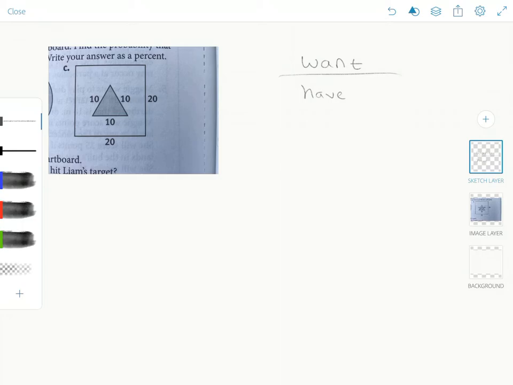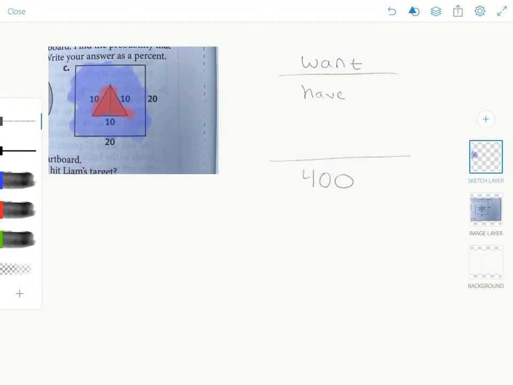So our sample space becomes everything inside of that rectangle or that square, which is 20 by 20, which means that our denominator is 400. And then we need to know exactly how much area we have inside of this triangle. So it's an equilateral triangle, 10 by 10 by 10. Remember, the formula for the area of a triangle is 1/2 the base times the height.